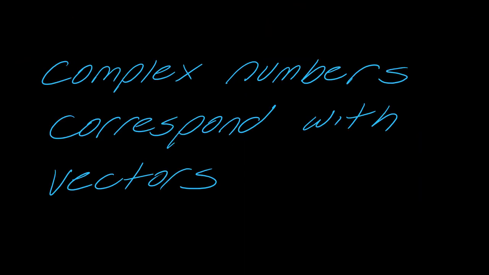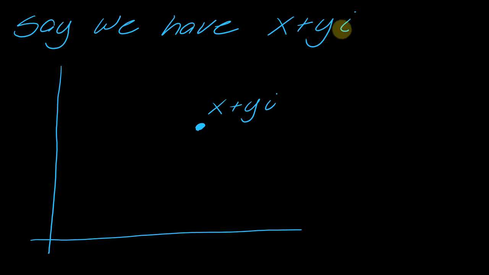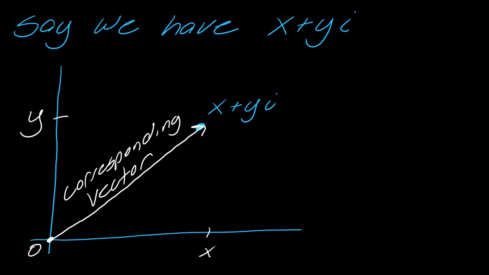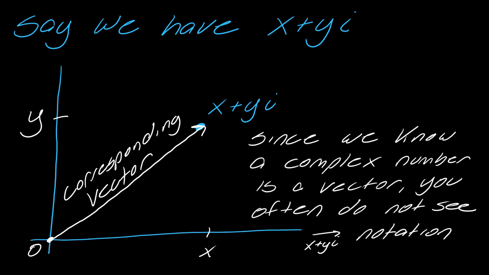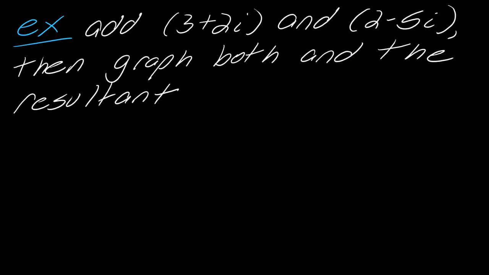Now, complex numbers correspond with vectors, okay? So let's say that we have x plus yi, some random complex number. Maybe here's the x part, here's the y part, so I plot it here, boom. Complex numbers correspond with a vector, so actually we want to have the corresponding vector to go with this. And since we know that a complex number is a vector, you might not always see the arrow notation, because we just know that this is a vector. So just an FYI with that.